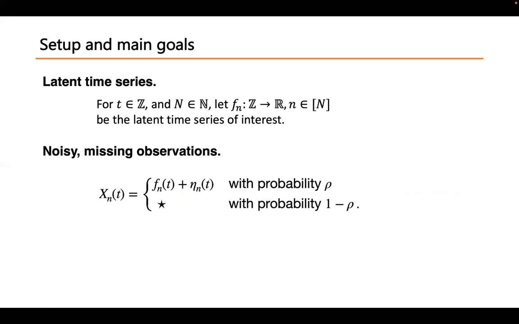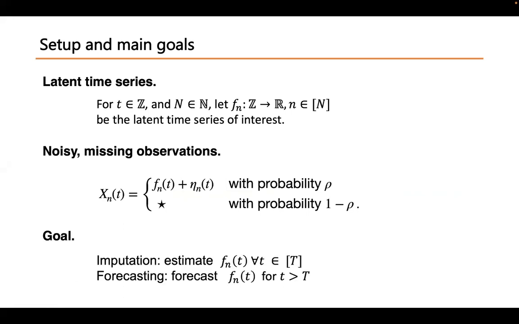So with probability rho, you observe f_nt with the additional noise eta_nt. And with probability 1 minus rho, you observe nothing. Okay, so you have noisy missing observations. And the goal is that, given x and t, to do imputation, that is, recover f_nt for t in capital T, and to do forecasting, which is to forecast f_nt for t greater than capital T. Okay, that's the formal setup.